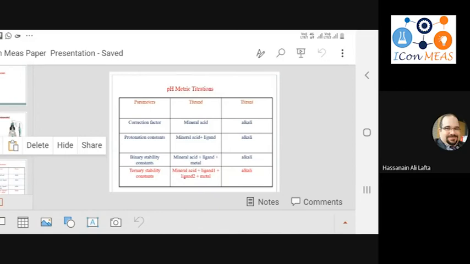We take one beaker. First, we add mineral acid, that means HCl. This HCl is titrated against alkali, that means NaOH. For the ternary stability constants, in that beaker I have added mineral acid, the respective metal ions, and also two ligands. These two ligands are titrated against alkali.